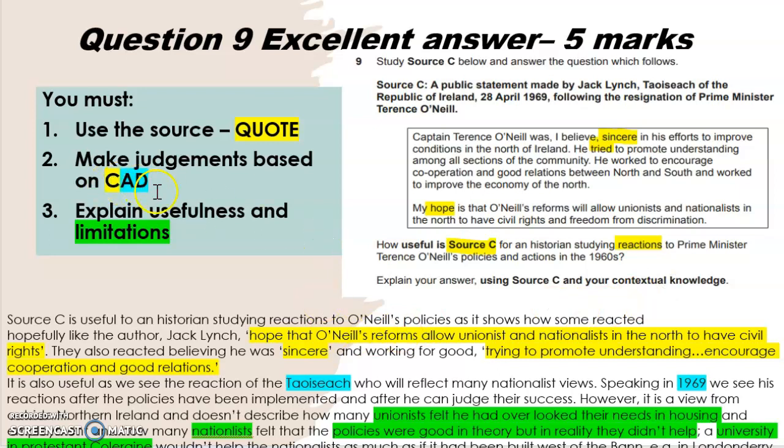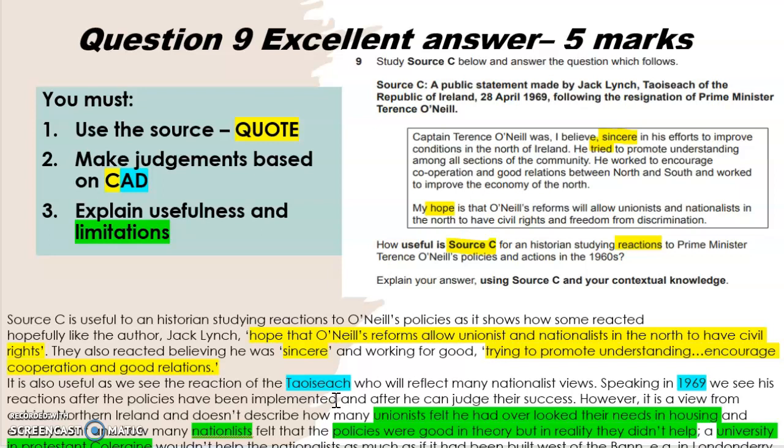We can use the author and date to judge usefulness. We can see the author is the Taoiseach. And I want to say, well, so what? Why does his position as Taoiseach make him useful? In this case, he's useful for reflecting many nationalist views. The fact that he's speaking in 1969 is also useful, as we can see reactions after the policies have been implemented and indeed after O'Neill himself has been removed or has resigned. And that helps us to judge reactions.